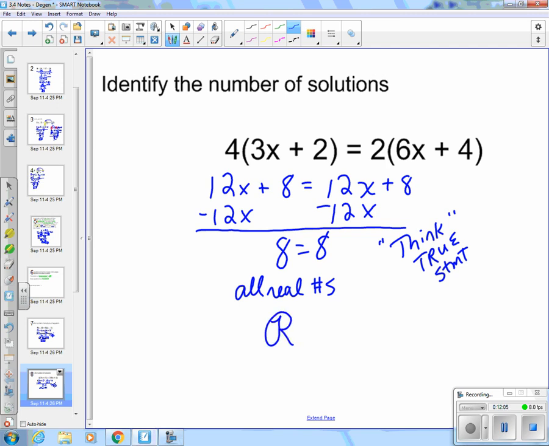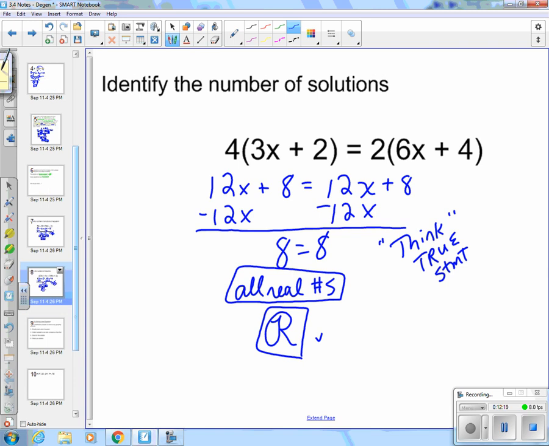If you want to write just a capital R, I will take a capital R, or I also will take the words all real numbers. You'll see me usually use a capital R. Remember, the variables drop out and you have a true statement when you're done.